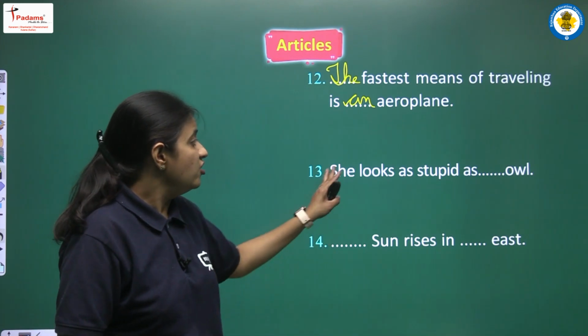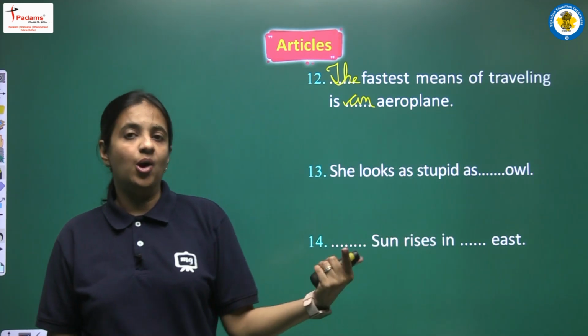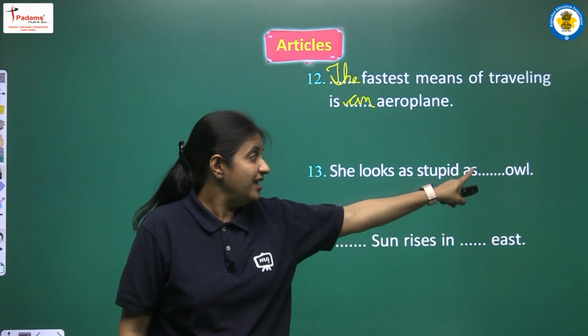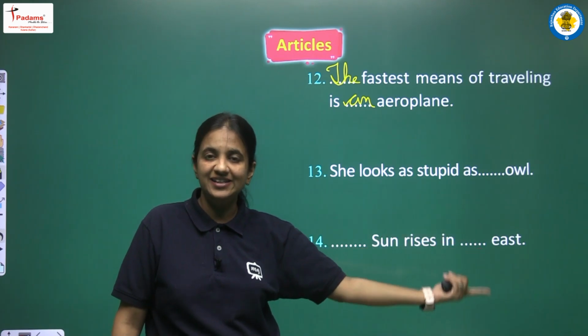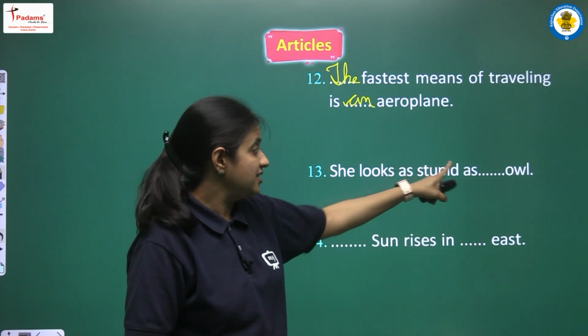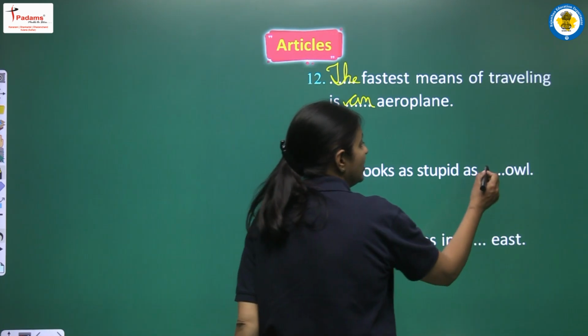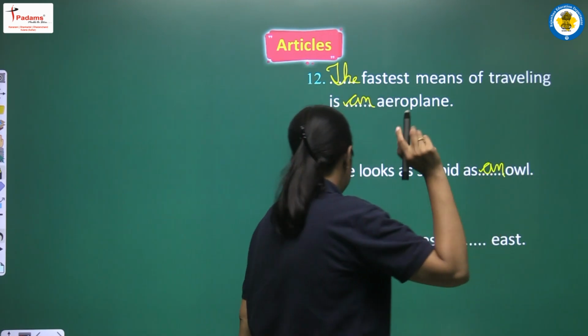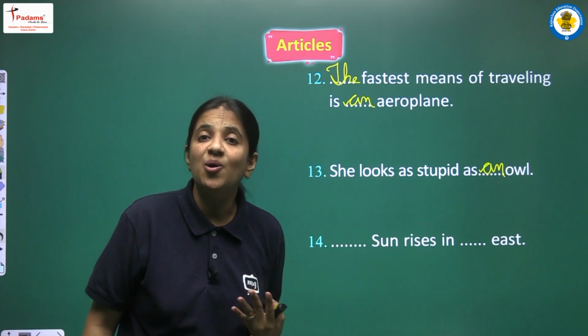Next, she looks as stupid as owl. So we are having owl, that is one of the noun, and that is a singular and countable noun. So yes, we can use article here according to the sound. So the starting sound of owl is a vowel sound. So for vowel sound we have to use an. So the sentence will be, she looks as stupid as an owl.